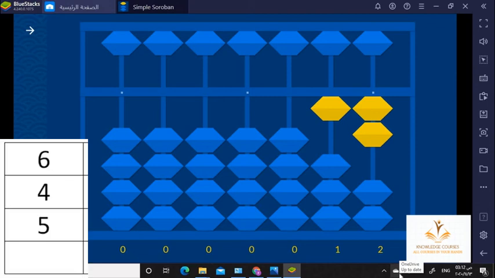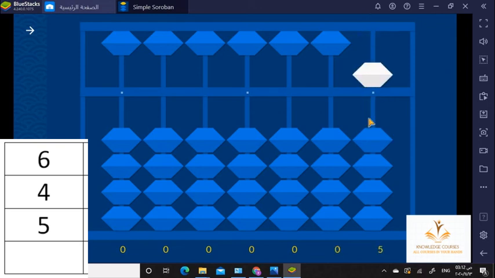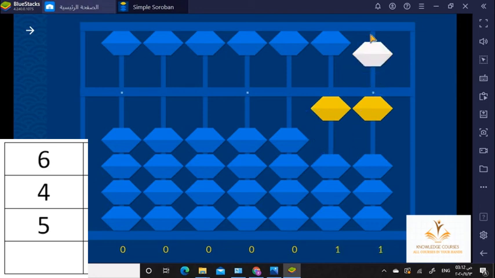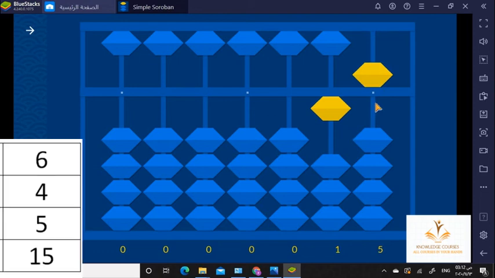Another example, 6 plus 4 plus 5. 6 plus 4, I can't represent this 4 in the unit. So the big helper of 4 is 6, activate 10 and minus 6, plus 5, activate 5. So the solution is 15.